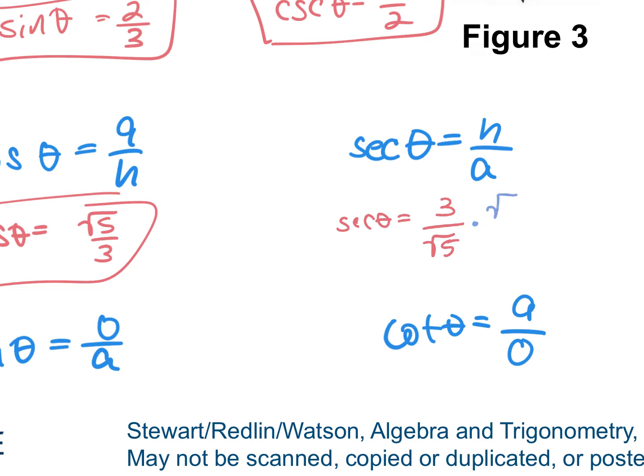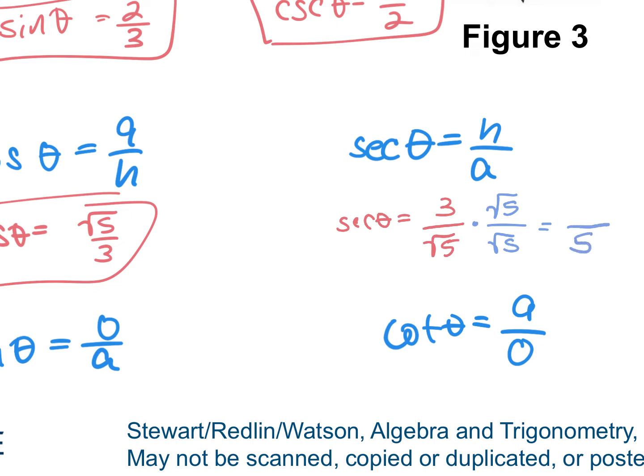We have to rationalize. You always have to rationalize. So think about this. What's the square root of 5 times the square root of 5? 5. Correct. Because the square root of 5 times the square root of 5 is the square root of 25, which equals 5. So what you're doing is eliminating that square root from the bottom.